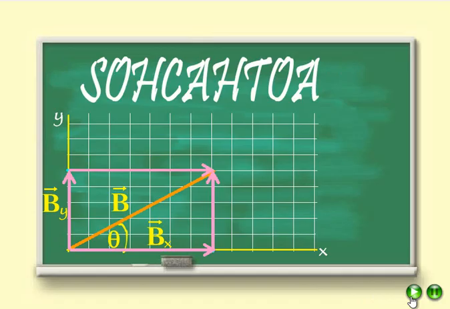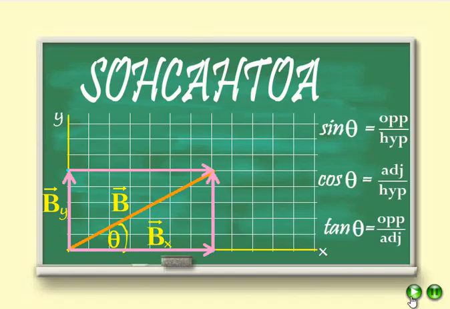SOHCAHTOA, which stands for the sine of angle theta is equal to the opposite side divided by the hypotenuse, or the cosine of angle theta is equal to the adjacent side divided by the hypotenuse, or the tangent of angle theta is equal to the opposite side divided by the adjacent side.